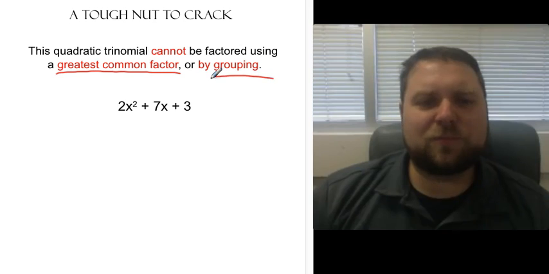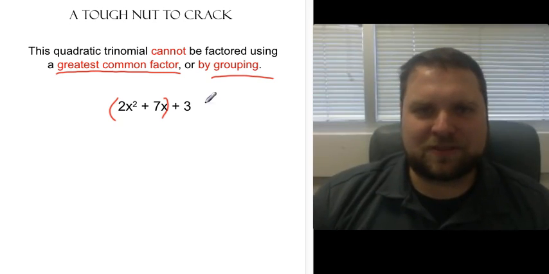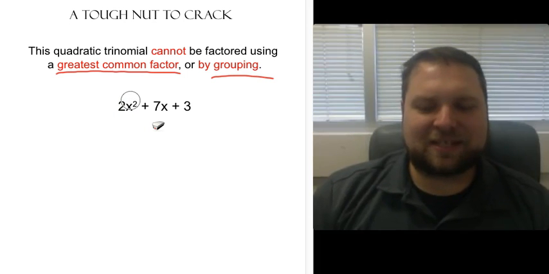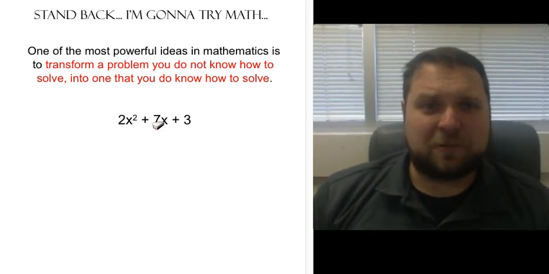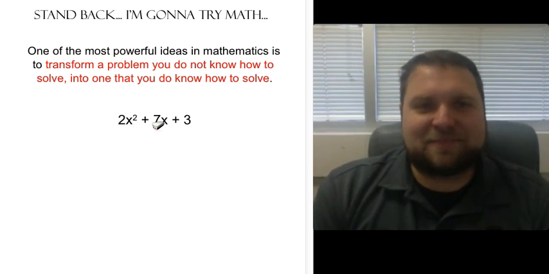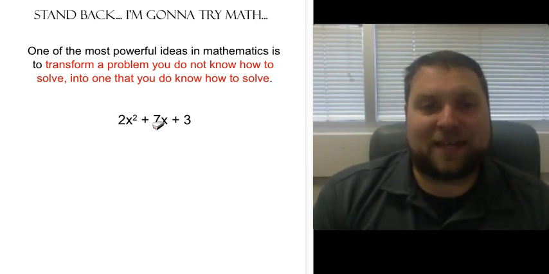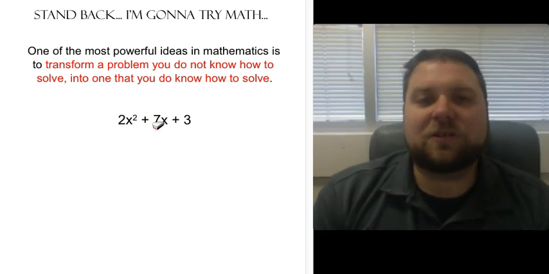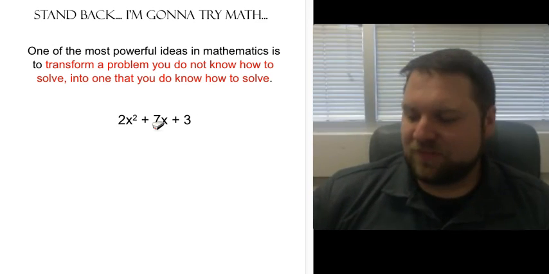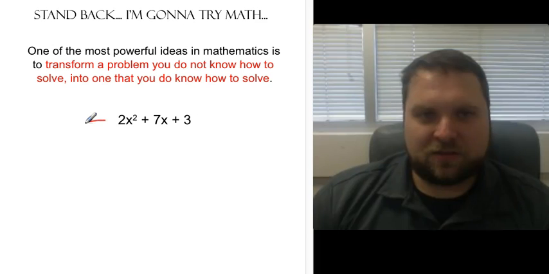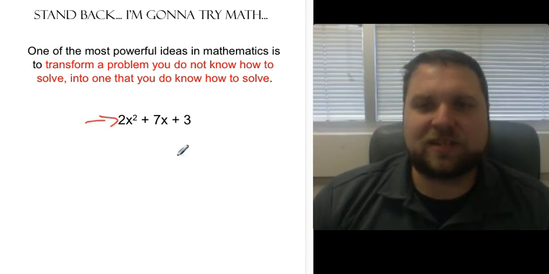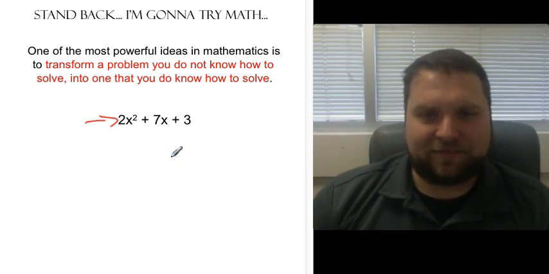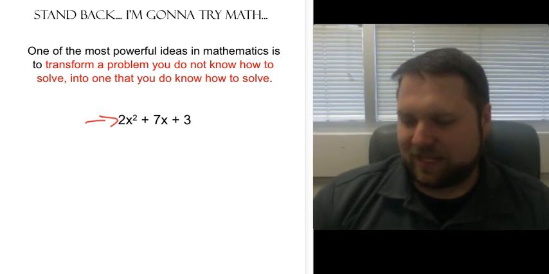So maybe I can try grouping. So I group the first 2 together, and then I group the... it has 3 terms. We need an even number of terms in order to do grouping. So grouping's not going to work. So what's a guy to do? One of the most powerful ideas in mathematics, maybe the most powerful idea in mathematics, is to take a problem that you don't know how to solve and turn it into one that you do know how to solve. So right now, as it stands, 2x squared plus 7x plus 3 is a puzzle that I simply can't solve. I have no technique that will allow me to do that.